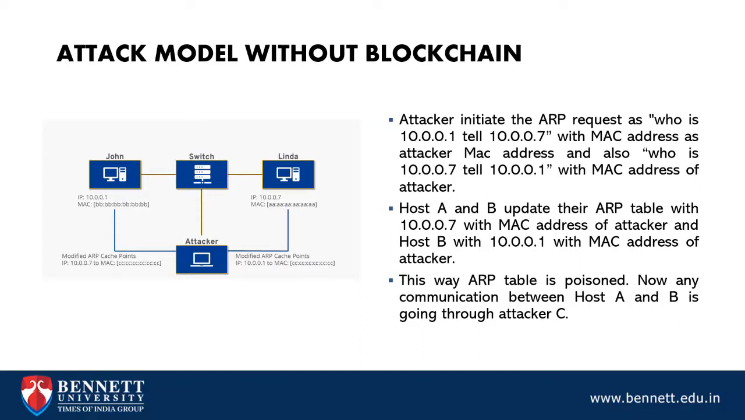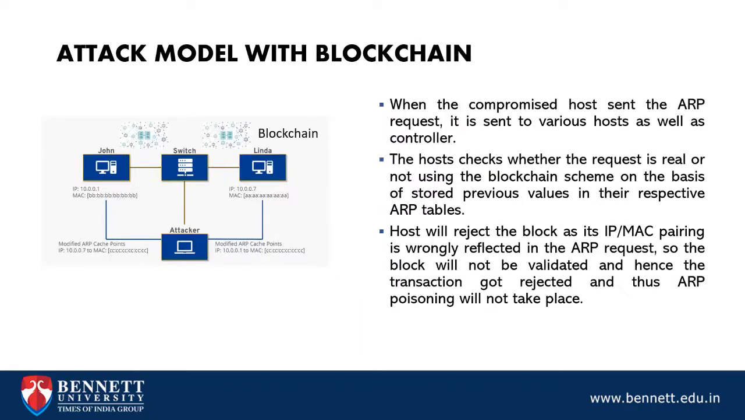In this way, the ARP tables, which store the IP MAC pairing and verify it before receiving or sending packets, get poisoned. Now any communication between John and Linda is going through the attacker. With blockchain in this scenario, the compromised host sends the ARP request, which is sent to various hosts as well as the controller itself. The part of the controller is to operate the receiving and sending of the data packets.